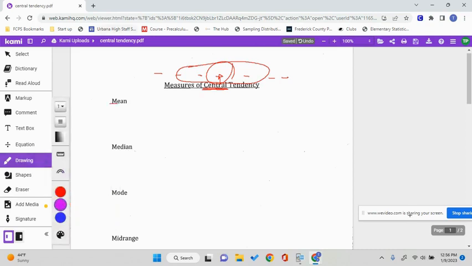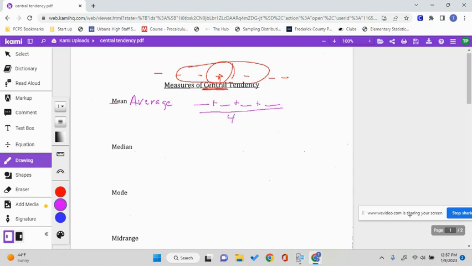Let me change this out of red so I'm not like yelling at you. The mean is your average. And you know how to find your average. You just add the numbers up. So if you have four numbers, you would add them up and you would divide by 4.